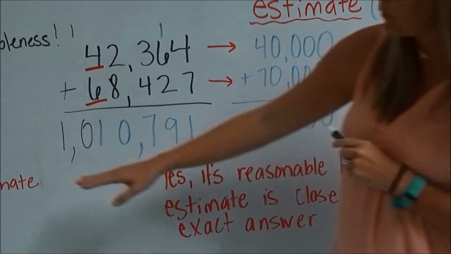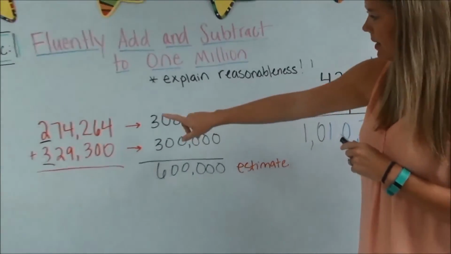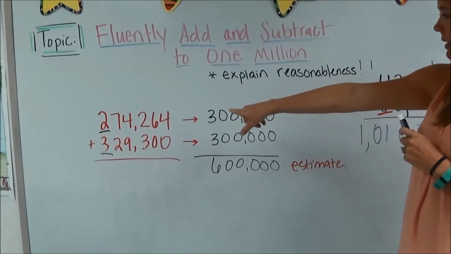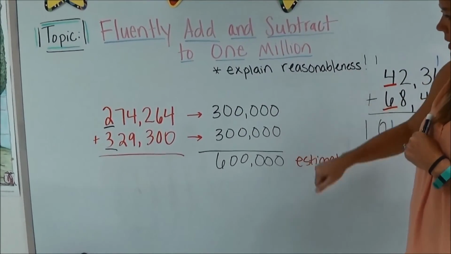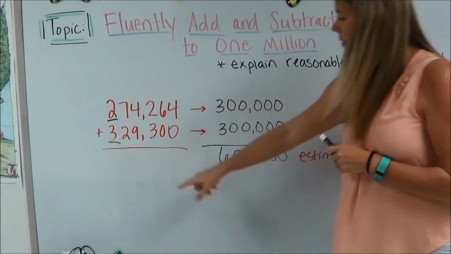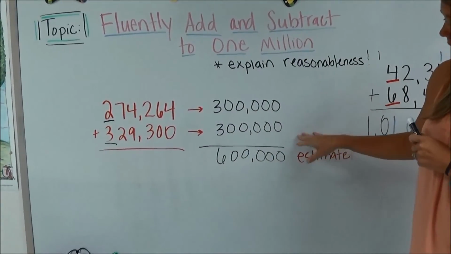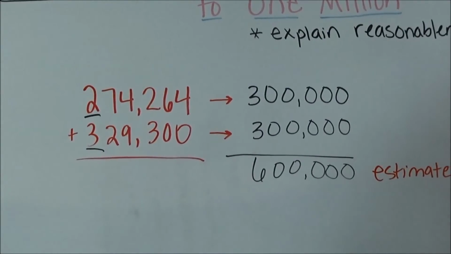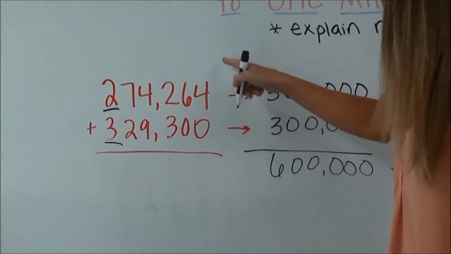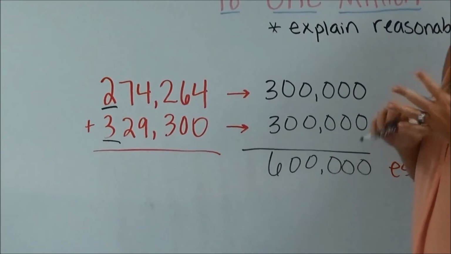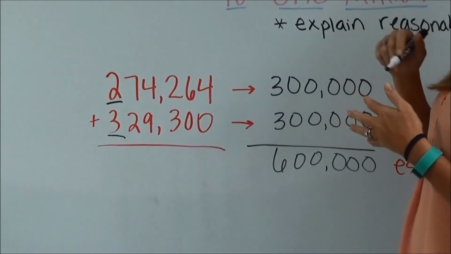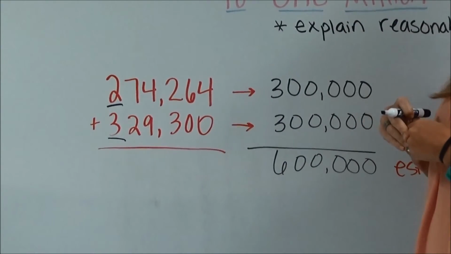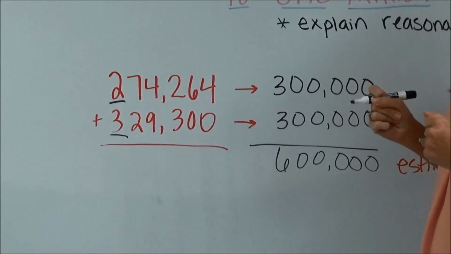So if we go over here, I already did the estimating for you. 274,000 rounds up to 300,000, 329,000 we rounded to 300,000, and my estimate is 600,000. When we're adding fluently, we want the students to not count on their fingers, and to not have to use number lines or make groups or things like that by 4th grade. We want them to just fluently know their facts.